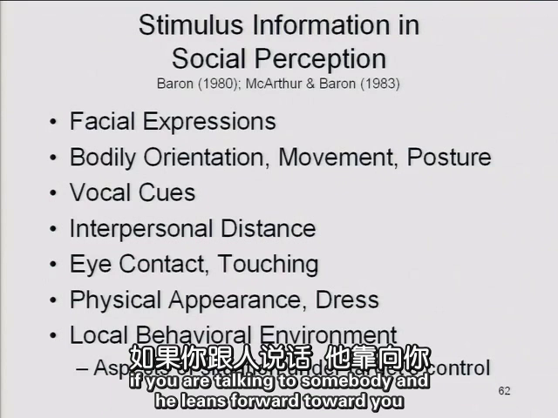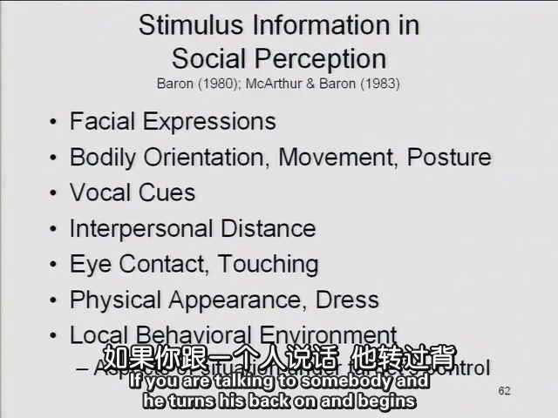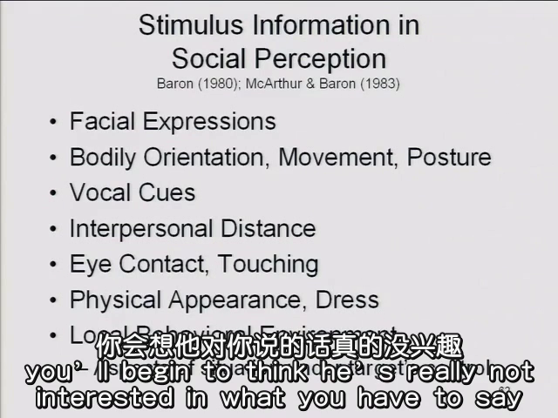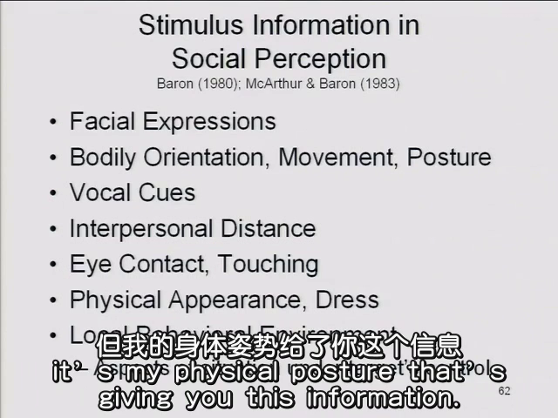If you're talking to somebody and he leans forward toward you, you get the impression he's actually interested in what you have to say. If you're talking to somebody and he turns his back on you and begins writing on the blackboard or something like that, you begin to think he's really not interested in what you have to say. I haven't said anything, right? It's my physical posture that's giving you this information.